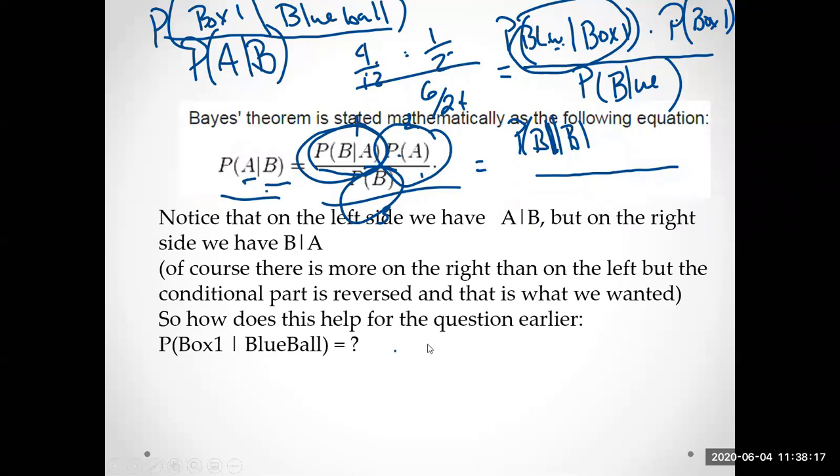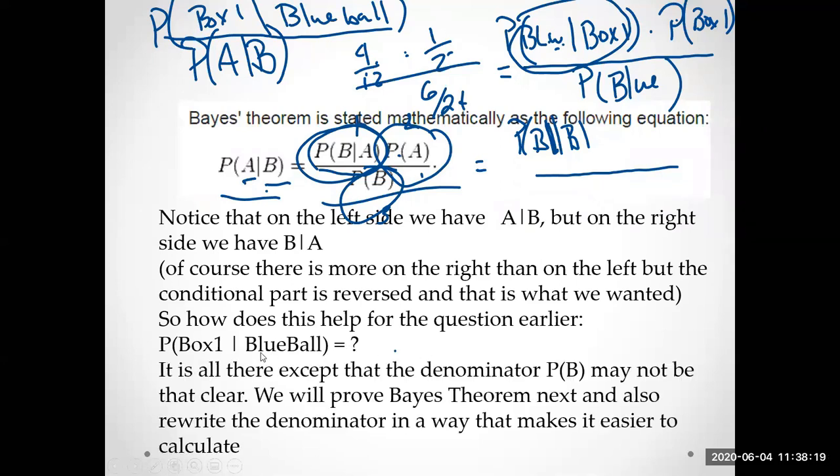So how does this help us do the question earlier? This question, it is all there. Everything is here, except the denominator may not be that clear, but we found the denominator, 6 over 24. We will prove Bayes' theorem next and rewrite the denominator in a way that makes it easier to calculate. Well, we already calculated it, but we're going to rewrite it anyway. Maybe that will make it even easier to calculate.